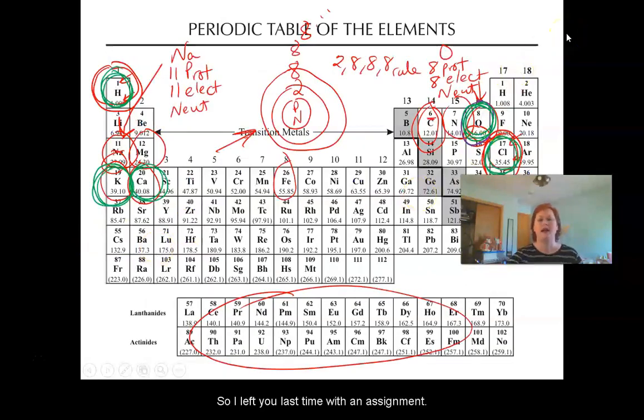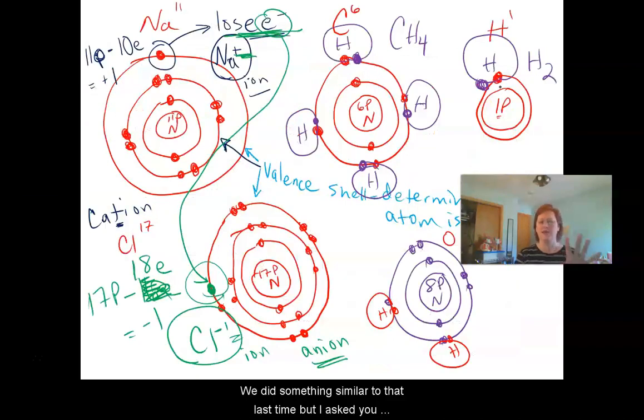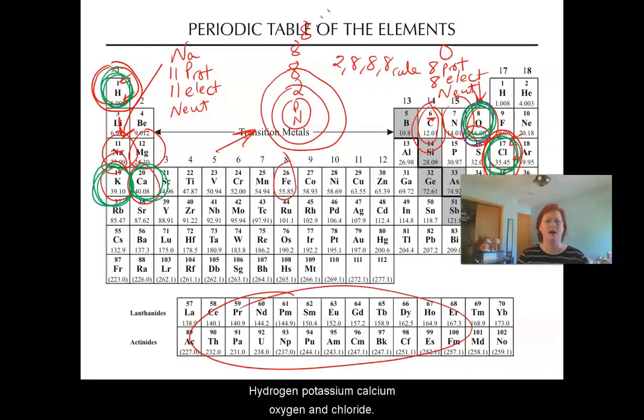So I left you last time with an assignment. I asked you to draw again the electron configurations for practice for the atoms here that are circled in green. So hydrogen, potassium, calcium, oxygen, and chloride. We did something similar to that last time, but I asked you to do it yourself, so let's see if we can do those. So we have hydrogen, potassium, calcium, oxygen, and chloride.